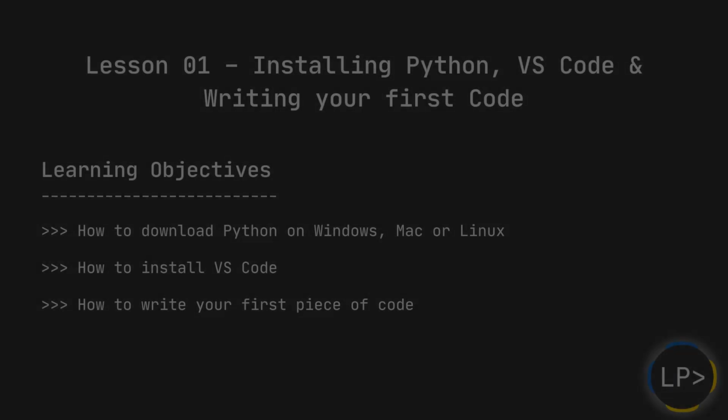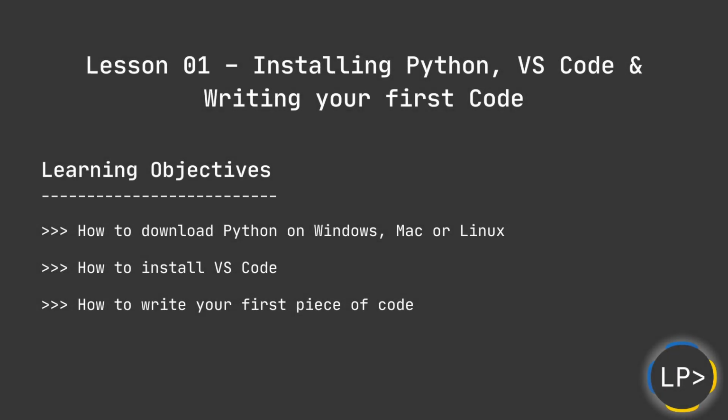Hello and welcome to Learn Python. This lesson 1 is all about setup, where we will do 3 things. First, we will together install Python or confirm that it's already installed if you're using Linux. Second, we will install Visual Studio Code, which is also called VS Code. And third, and finally, we will write and run our first Python program, namely Hello World.